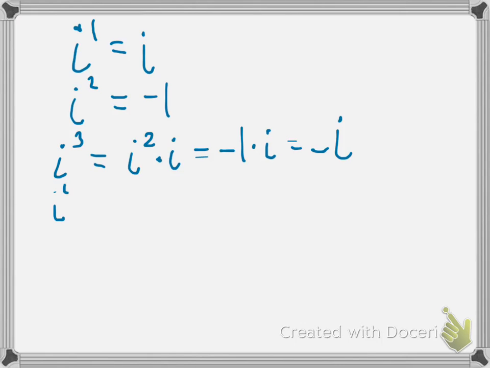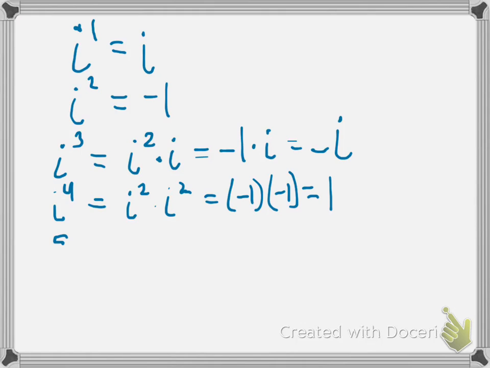And what about i to the fourth? Well, i to the fourth is i squared times i squared. That's one way to think about it. And we already know i squared is -1, so this is -1 times -1, or just +1. And then we can continue with this pattern. If I take i to the fifth power, then I get i to the fourth times i, and as we just saw, i to the fourth is 1, so that's 1 times i, which becomes just i. We're back at the beginning again.